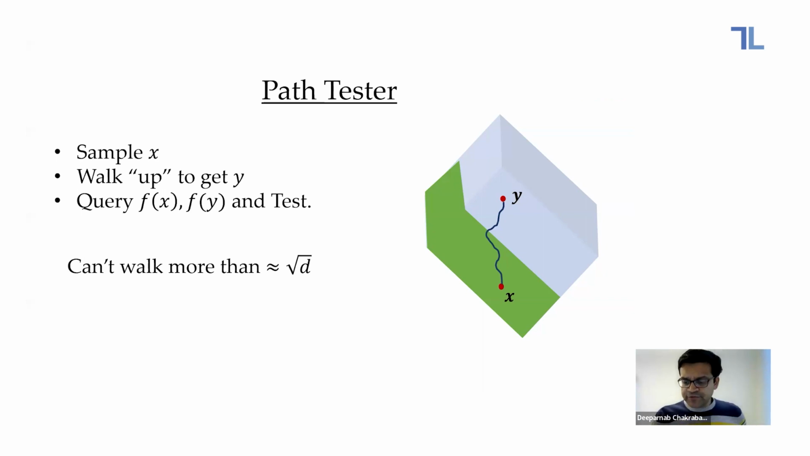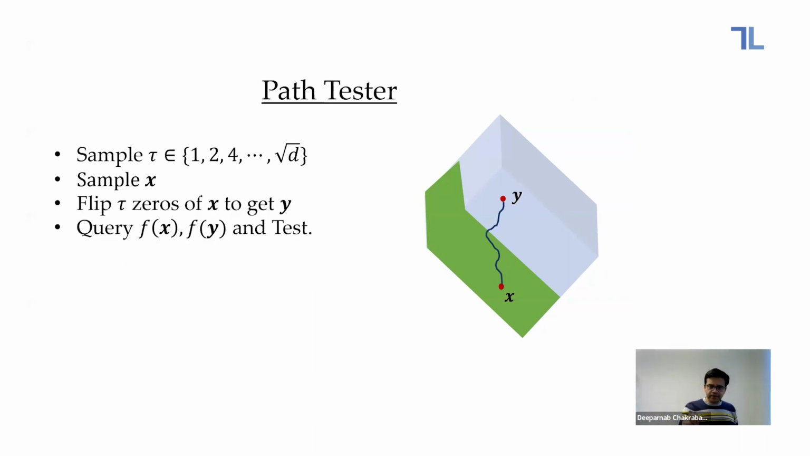And we saw for the anti-dictator function like this, a back of the envelope calculation for why the answer should be 1 by root d. So let me give a little more detail about this path tester. And this is what we will analyze today.